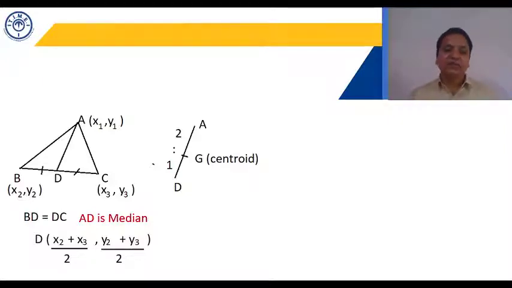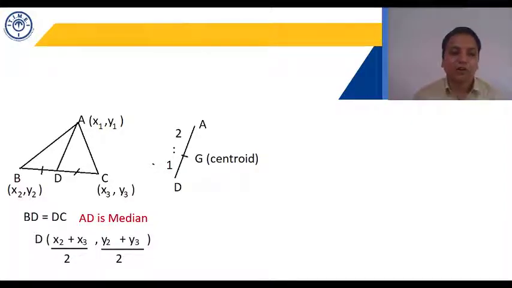Suppose BE is another median. Then BG to GE is 2:1. And CF is the third median. Then CG to GF is 2:1. It's a standard property we use. So if the coordinates of A as well as the coordinates of D are known to us, we can safely find the coordinates of G by applying the section formula. I hope this is clear.